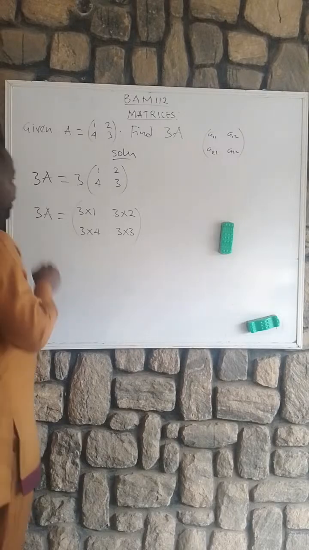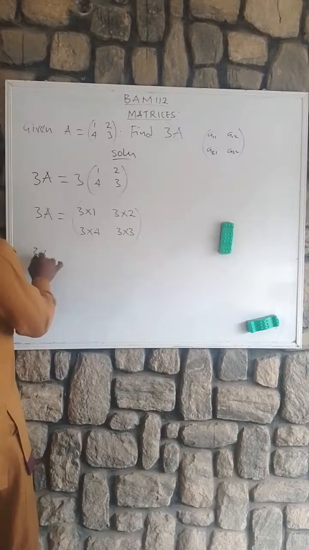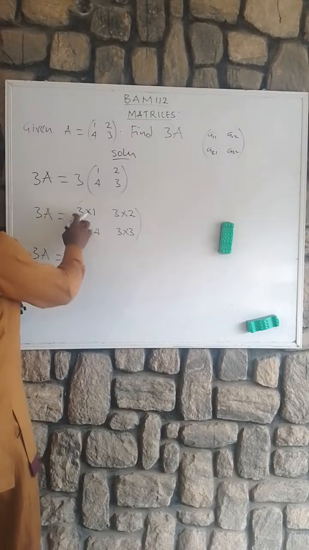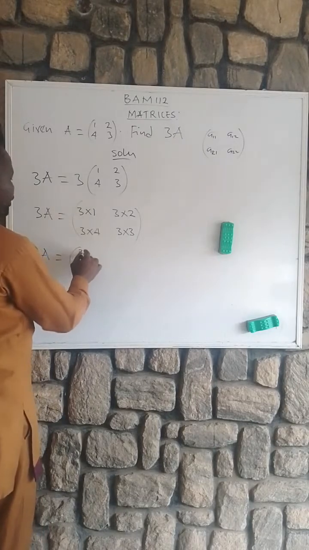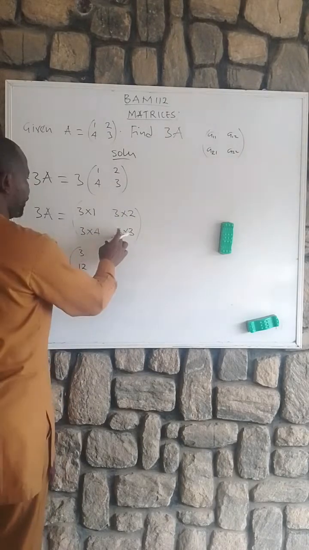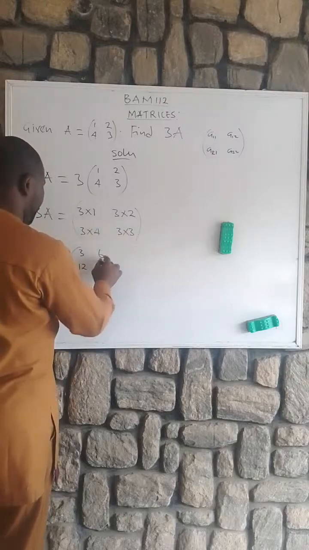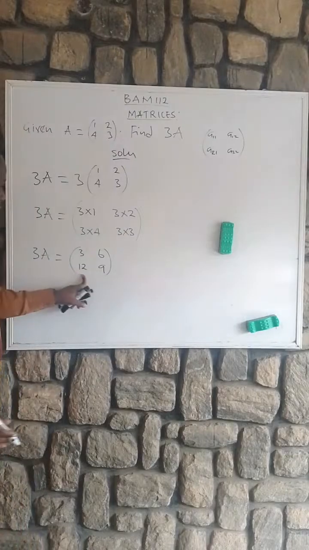So, when you multiply, our 3A is going to be 3 times 1, 3. 3 times 2 is what? 6, right? 3 times 4, 12. 3 times 3 is 9. Yeah, this is the answer. Is it difficult?